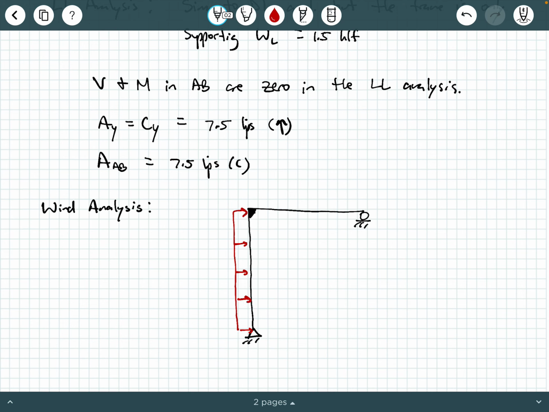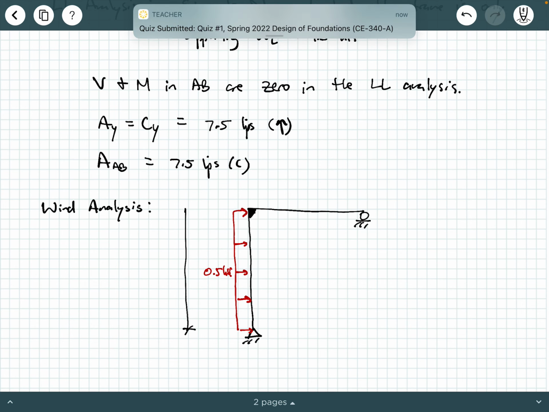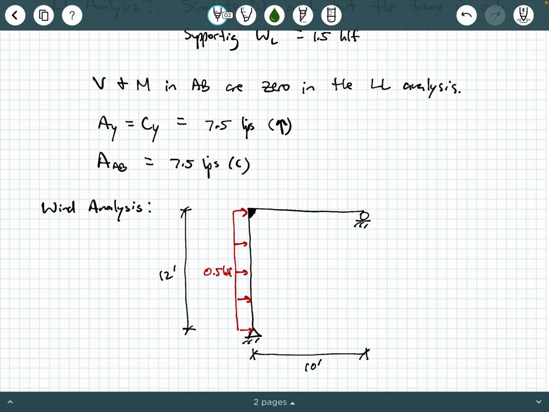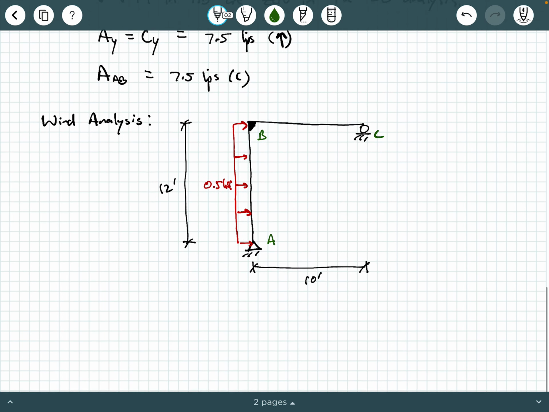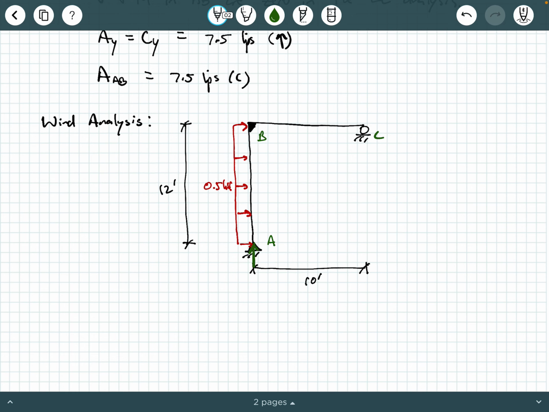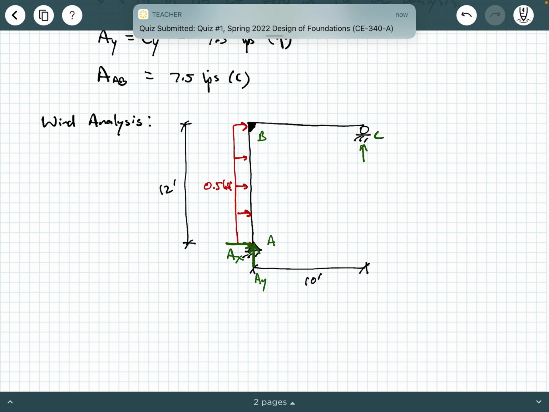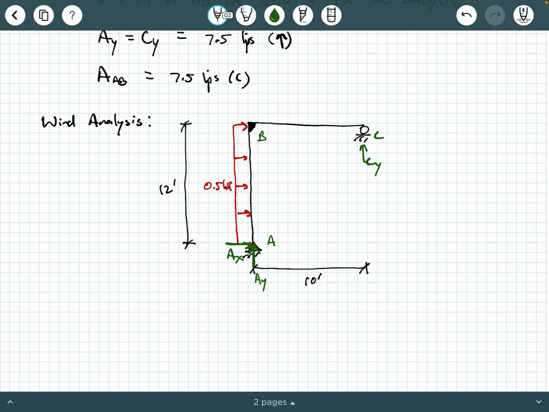And we're exposing this member AB to 0.5 KLF, and of course, member AB is 12 feet tall. Member BC is 10 feet long, and we can put our labels here just to remind ourselves what we're looking at. Again, I'll superimpose a free body diagram on this. We have an AY, we have an AX, and then of course we have a CY. Okay. And so ignore that notification that just popped up there.